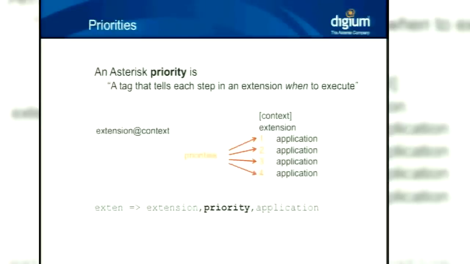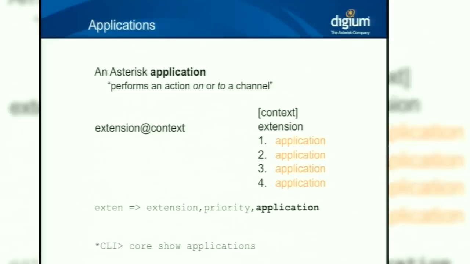So in your context, you have extensions, you have applications, and those applications are executed in a certain order, and that order is called a priority. Okay. 1, 2, 3, 4. Yes, it is before the application, because that's important too. It's where you position it when you're writing this. Every priority executes exactly one dial plan application. You can't put multiple applications on one line. You have to give them each a line.